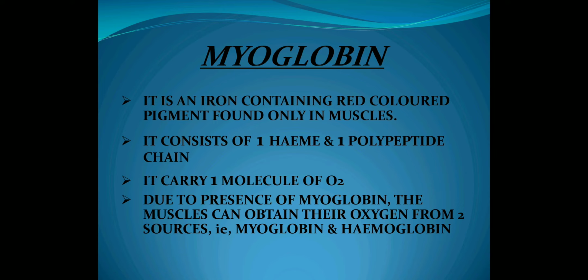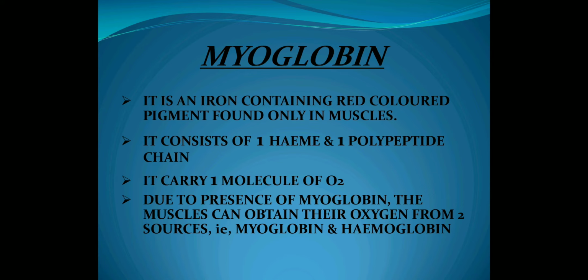Now, due to the presence of myoglobin in muscles, the muscles can obtain their oxygen from two sources. One is myoglobin itself and the other is hemoglobin, which carries oxygen along with it. So as myoglobin is present in muscles, muscles can get oxygen from two different sources, that is, one myoglobin and second hemoglobin.